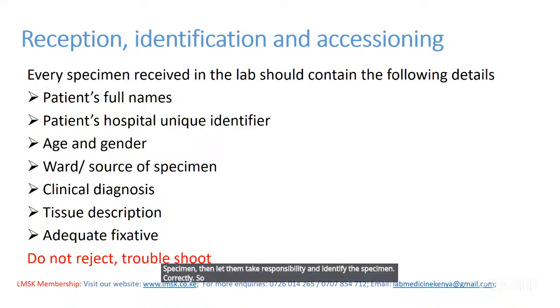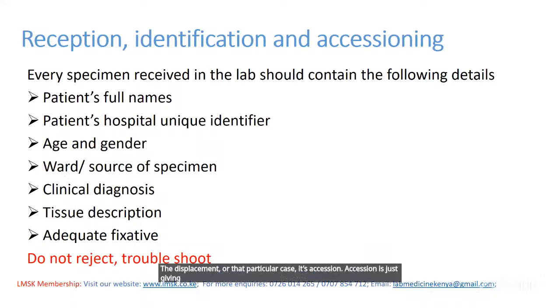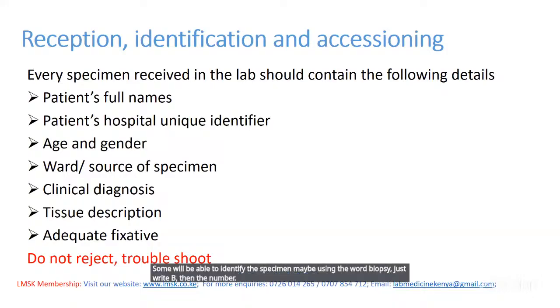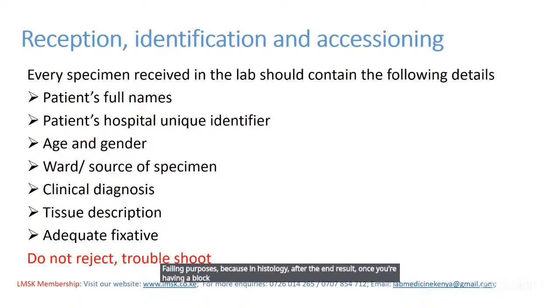Once it has been identified well, the specimen for that particular case is accessioned. Accession is just giving the specimen a unique identifier. Every hospital or laboratory will have a method of identifying specimens. Some will identify the specimen using the word biopsy, just write B, then the number, then the year. The year is very important for filing purposes, because in histology, after the end result, once you have a block, we file them for quite some time because they can be used for maybe research.